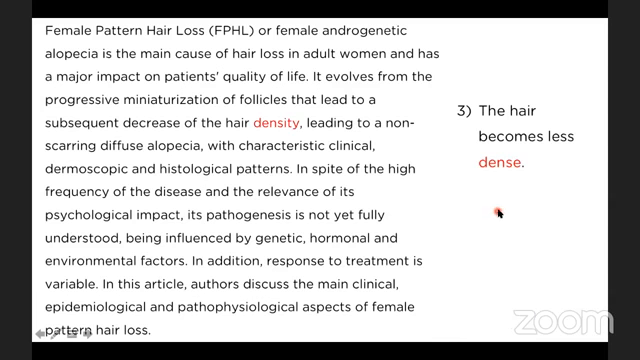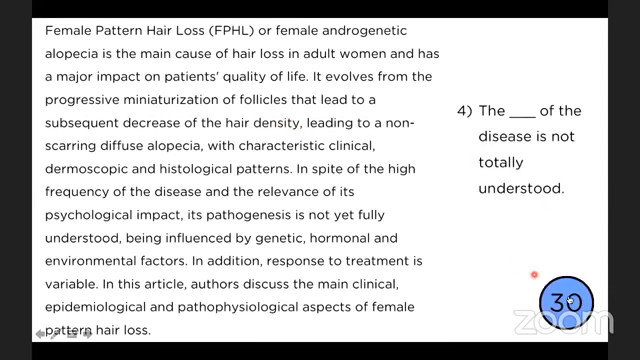Good. The answer to this one is dense. The hair becomes less dense. This says subsequent decrease of the hair density. Okay, so the hair becomes less dense. That's the correct answer there. Here we go. Number 4.